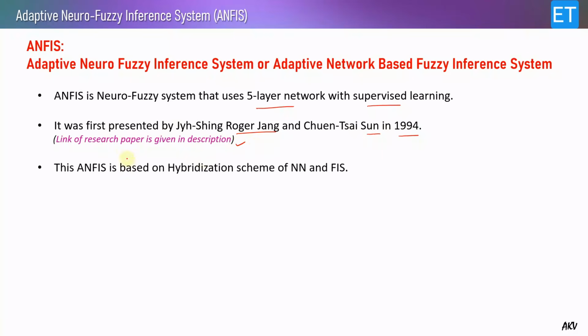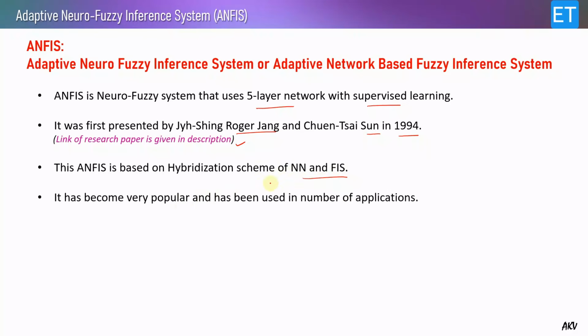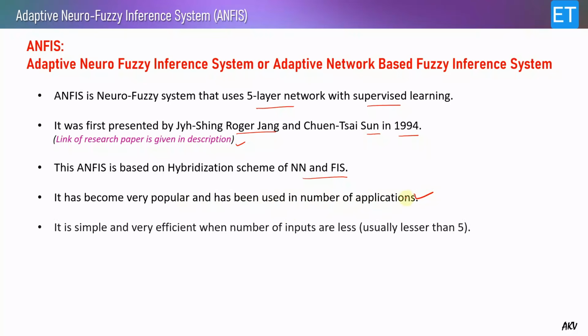This ANFIS is based on the hybridization scheme of ANN and FIS, that is the third approach I explained in the previous slide. It has become very popular and has been used in a number of applications since then. It is simple and very efficient when the number of inputs is small, usually less than 5.